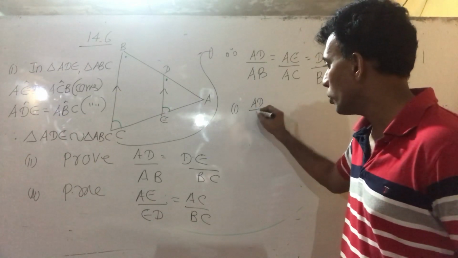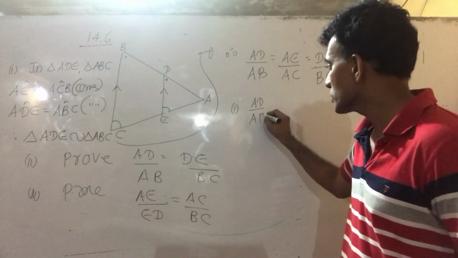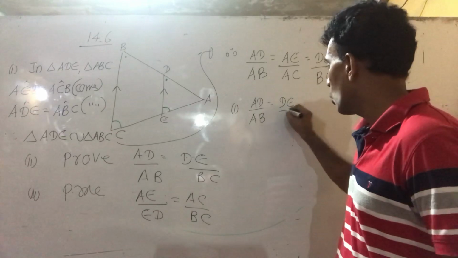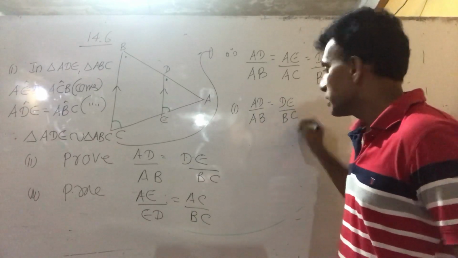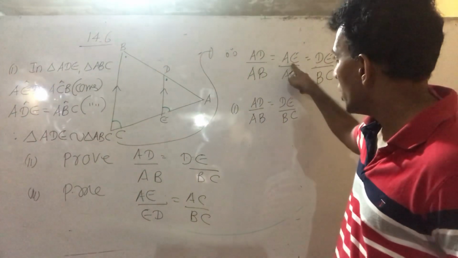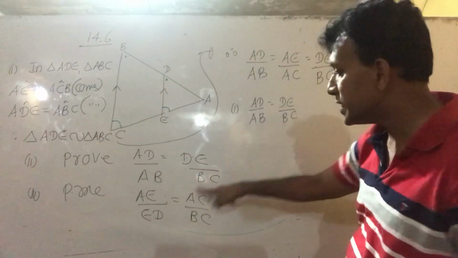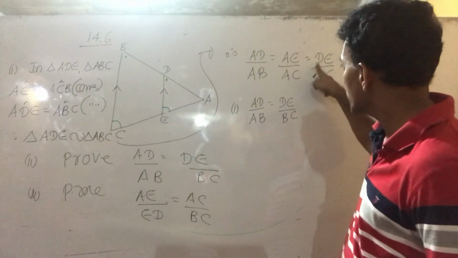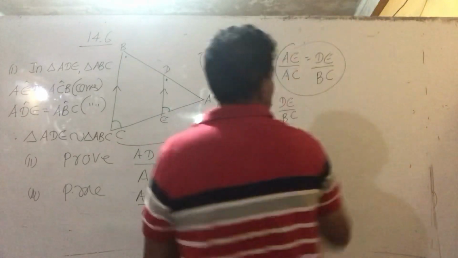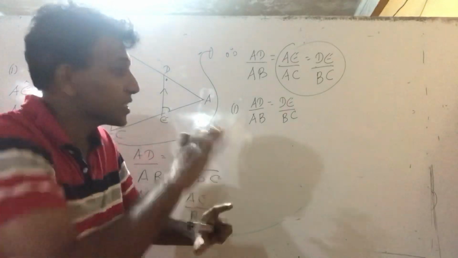AD over AB equal to what? DE over BC. Direct answer, okay. See how in the second one, AE is available, below ED is available, here AC is available. What happened? Take these two fractions and shuffle them.